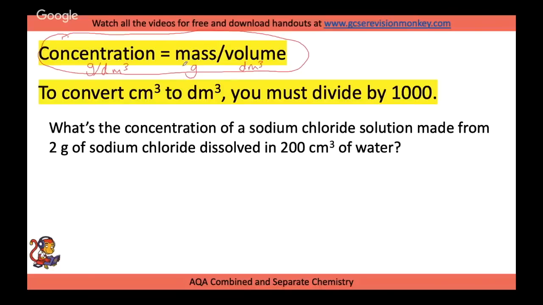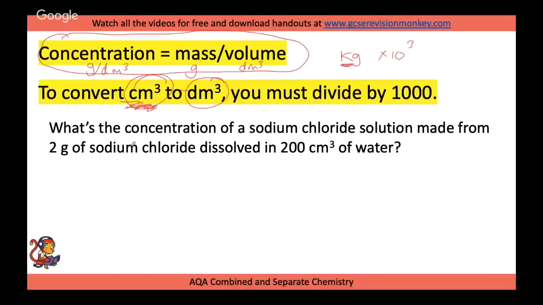What they'll do is sometimes trick you by giving you the mass in kilograms, in which case you need to multiply by 10 to the 3, or times by 1,000, to get it into grams. And the volume, they give it to you in centimetres cubed. Get yourself an easy mark. If you see centimetres cubed, divide it by 1,000 to turn it into decimetres cubed.